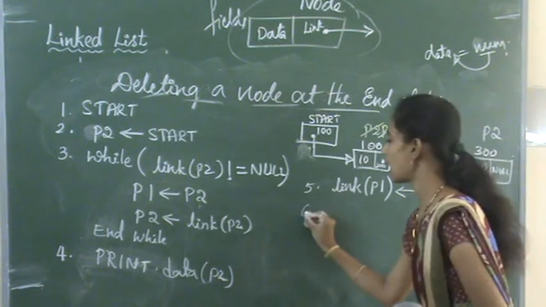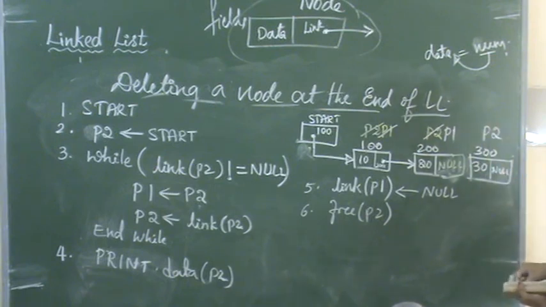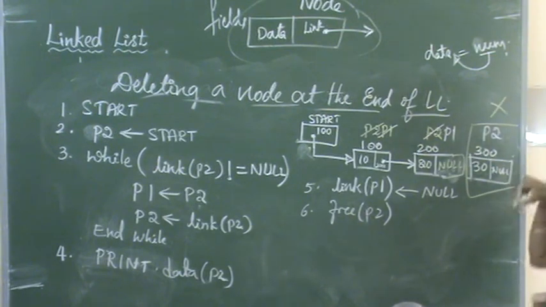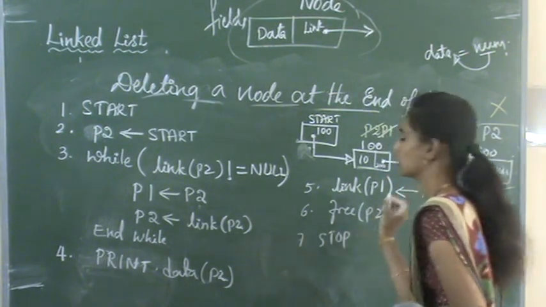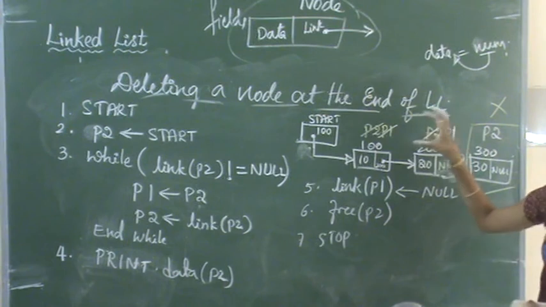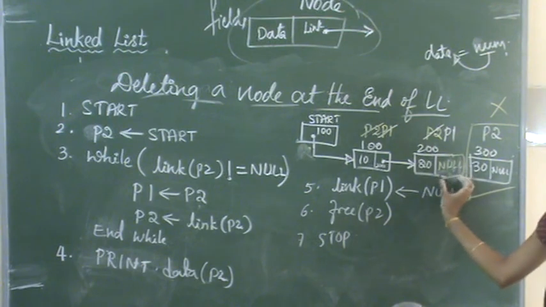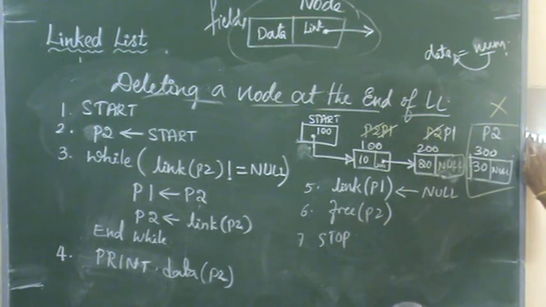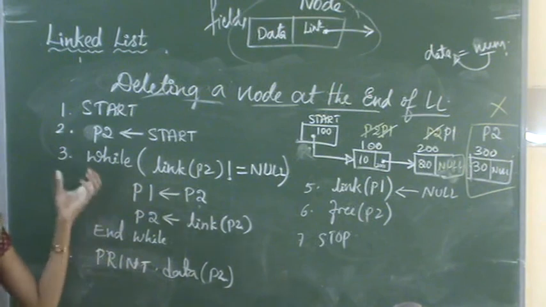After this I need to free the P2 node, which means it is removed from the linked list, and then we stop the process. This is how we are deleting a node at the end. For deleting the node at the end, the last element of this linked list should be null. So we make the previous element null, remove that link, and then free up the last element. This is how we delete the node at the end of the linked list.